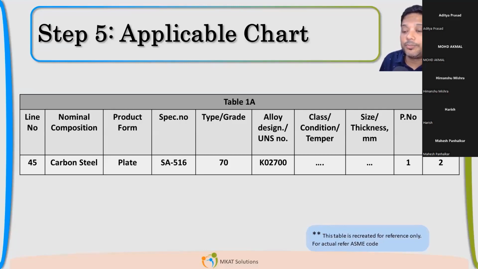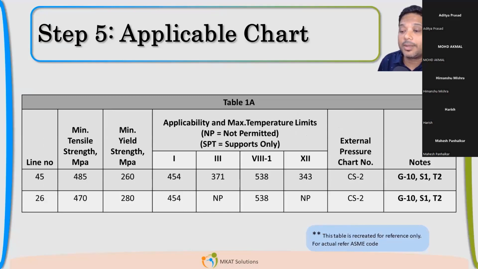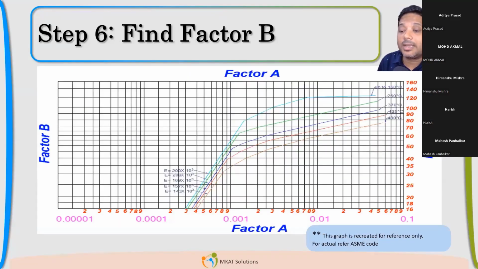So once you go to section 2 part D sub part 3, after figure G, you will have the first chart as CS1, then CS2. So you have to go to CS2. Okay. And then in CS2, the graph will look like this.